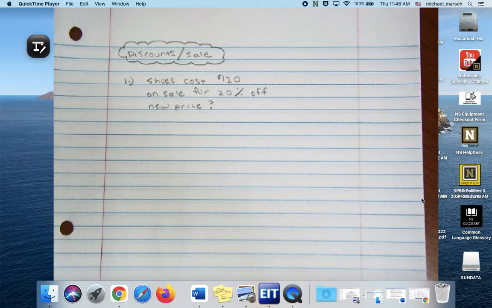Okay, so we're going to do some scenarios here. We're going to use the finding a percent of a number, like what we just did, and apply that to figuring out a new price of something that is discounted or is on sale. So we're going to pretend that there's a pair of shoes that cost $120. You get 20% off. Maybe it's a special weekend at the sporting goods store. Maybe you earned a coupon because you spent.